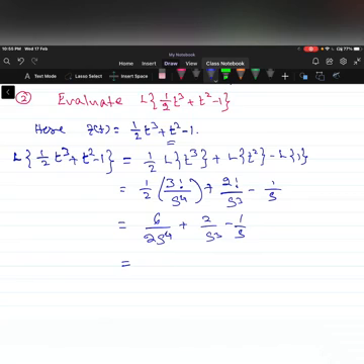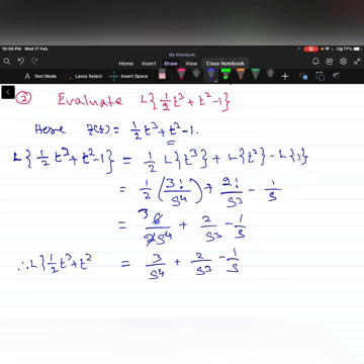So this can be written as, 2 3s are, that is 3 by s to the power of 4 plus 2 by s cube minus 1 by s. So therefore the Laplace transformation of 1 by 2 into t cube plus t square minus 1 can be written as 3 by s to the power of 4 plus 2 by s cube minus 1 by s.